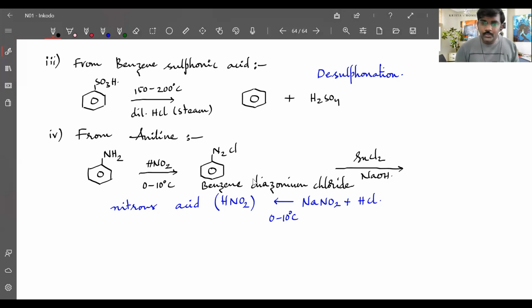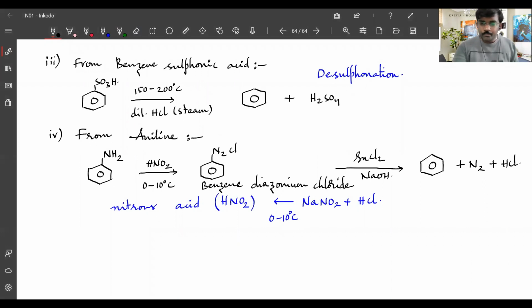Now what is going to happen to this benzene diazonium chloride is that it will get reduced to benzene, and from the diazonium chloride it will lose nitrogen gas and HCl. HCl will be coming out of it. So that means here we are doing reduction. After getting benzene diazonium chloride, we are reducing that compound to benzene.